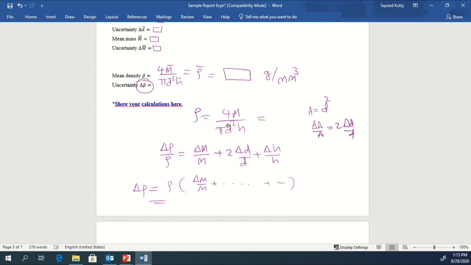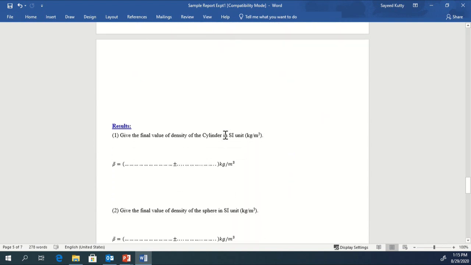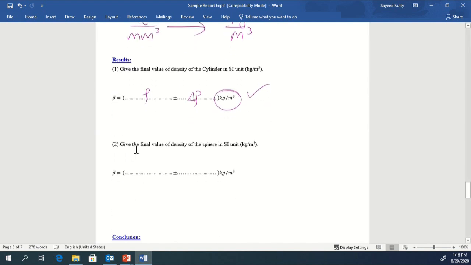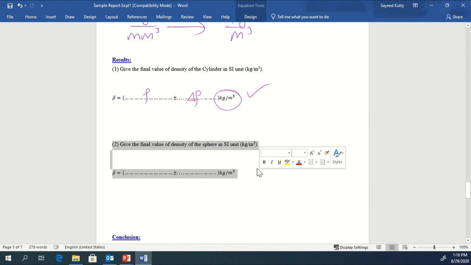So here everything is known. Rho you know, because you know m and d and h. Delta m you know, m you know, delta d you know, d you know, delta h you know. So you will be able to get now the uncertainty in this measurement. That means right now you have rho and you have delta rho, but you want the final answer in terms of kilogram per meter cube. But your answer was gram per millimeter cube. So you need to convert this into kilogram per meter cube. Actually, the sphere part we are not doing, so we can ignore that.